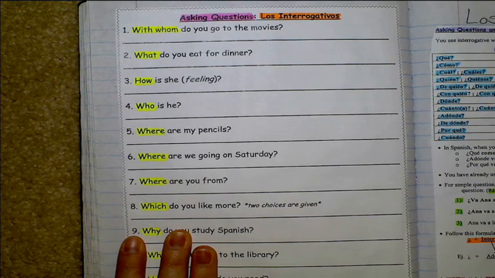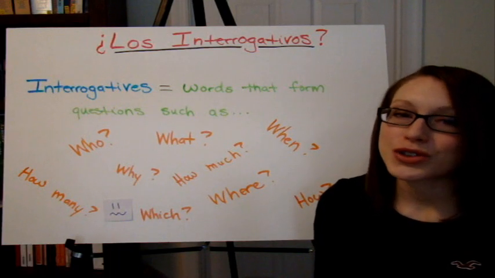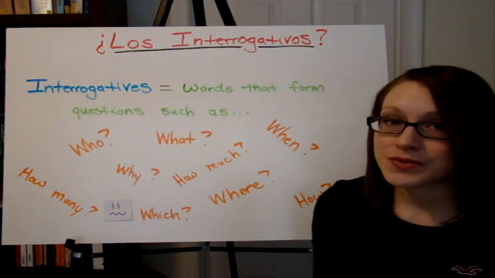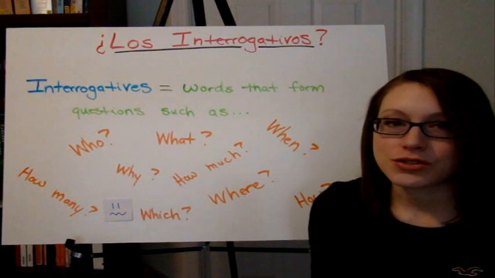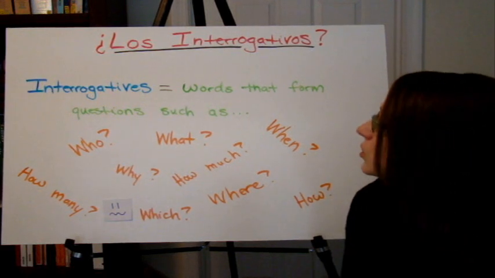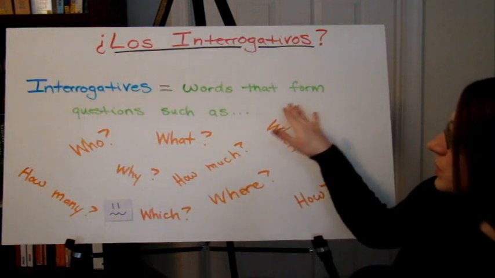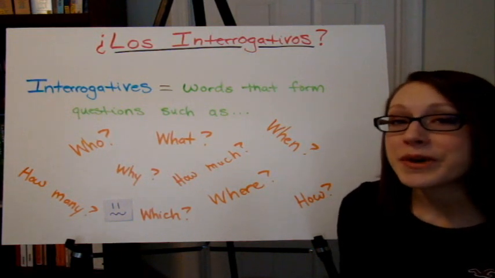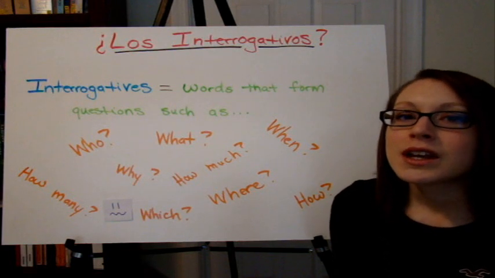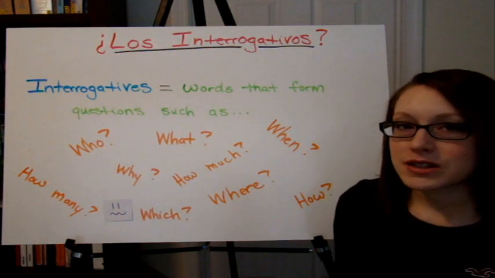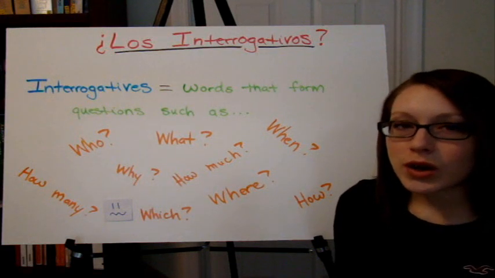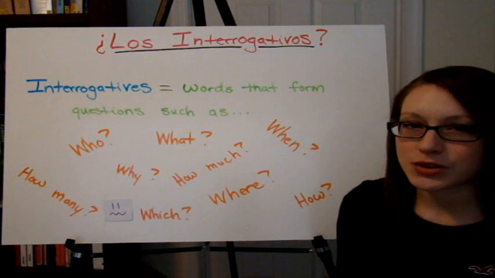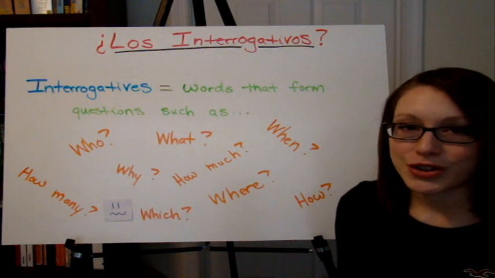Okay, let's get started. Hola, in this lesson you're going to learn about interrogatives, or as we call them in Spanish, los interrogativos. First, let's define what an interrogative is. Very simply, an interrogative is any word that forms a question, such as who, what, when, where, why, how much, how many, etc. The first thing I would like to do is look at these words individually because there are 12 interrogatives in Spanish and they can all be a little confusing if you don't know how to properly use them. So let's take a look at those right now.